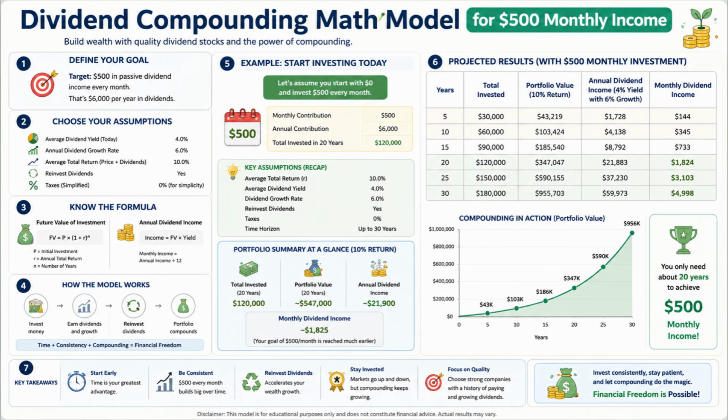The key lesson is to start as early as possible because time is one of the most valuable parts of the compounding formula. At the same time, consistency matters, because investing $500 every month helps build momentum. Reinvesting dividends can accelerate wealth creation, while remaining invested during market fluctuations gives the portfolio time to recover and continue growing. Finally, investors should focus on quality rather than choosing investments only because they offer unusually high dividend yields.